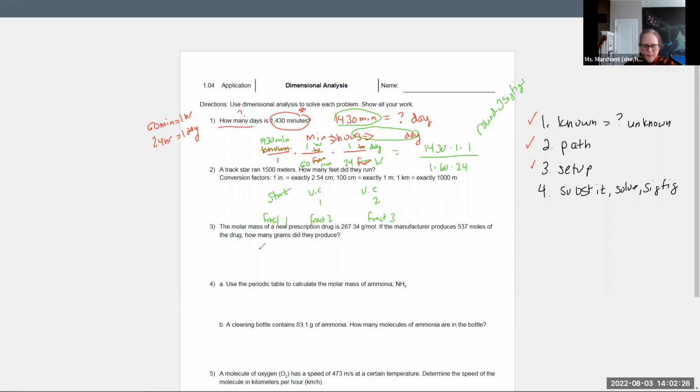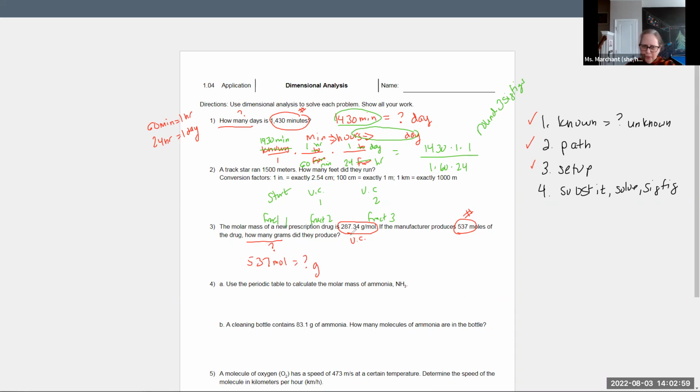Right. Number 3, the molar mass of a new prescription drug is 287.34 grams per mole. If the manufacturer produces 537 moles of the drug, how many grams? Now there's 2 sets of numbers, but what is this set of numbers? That's the unit conversion. So we're not going to use that as our known. The number that we're converting is our known, and the how many is our unknown. 537 moles is equal to how many grams?